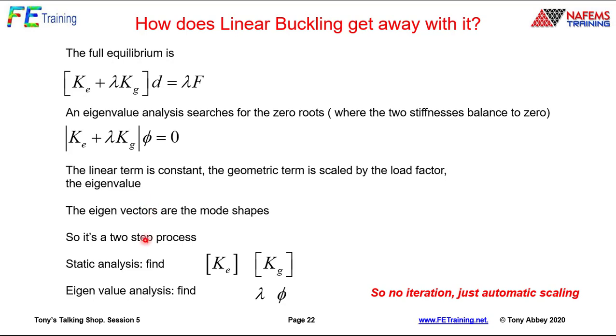So it's a two-step process. We do a static analysis just to find the linear and the nonlinear stiffness. That's all we do. And that means doing a static analysis to find the small scale nonlinear stiffness. And then we do the eigenvalue analysis to find our buckling roots and our mode shapes. So there's no iteration, it's just automatic scaling. So it's guaranteed to work on a workflow basis. It's not going to blow up on us. We're not going to have to iterate.